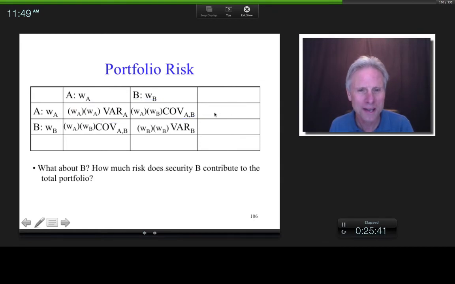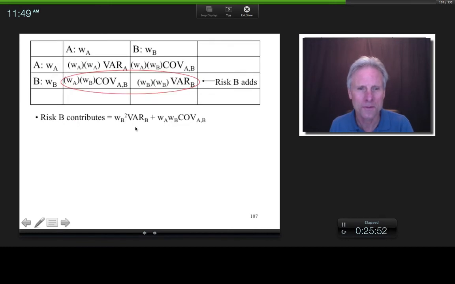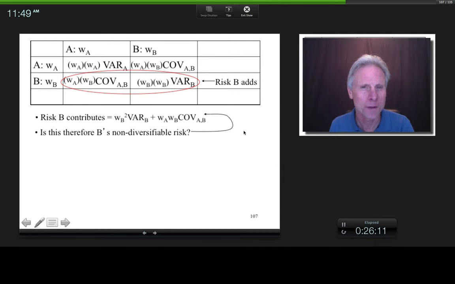And if that's the risk that A adds, then if these 2 are for A, then what is for B? Well, these 2 right there, right? So here's my question. If this is the amount of risk that B contributes to this portfolio, can we now say that that is B's non-diversifiable risk? Well, the answer is no. Why not?